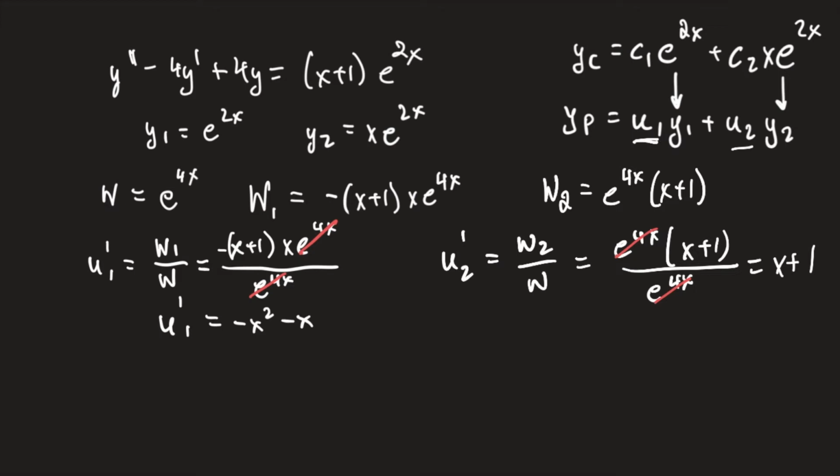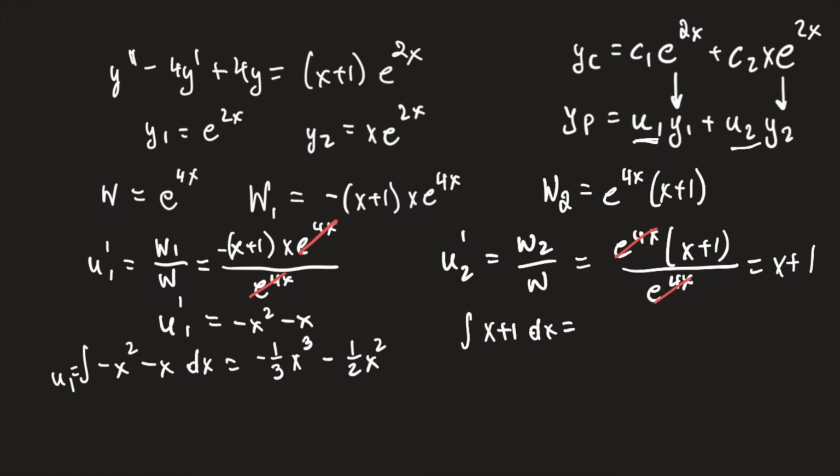We don't need derivatives, we need u sub 1 and u sub 2, therefore I'm going to integrate those derivatives with respect to x, which is the integral of negative x squared minus x dx. That will give me u sub 1, which, the integral of negative x squared is negative 1/3 x to the 3rd power minus 1/2 x squared. Then we would normally have a constant of integration, which we're not going to do in this case. The integral of x plus 1 dx is 1/2 x squared plus x, and that is just my u sub 2.